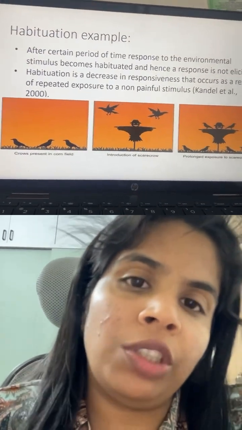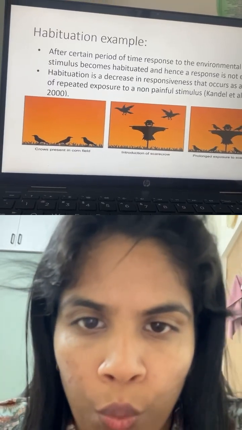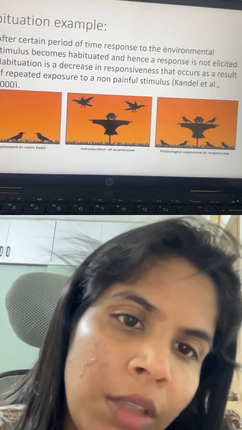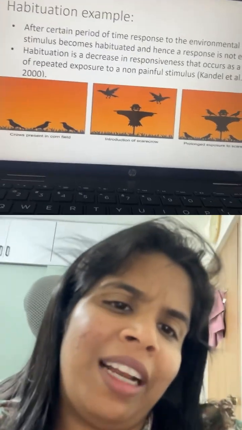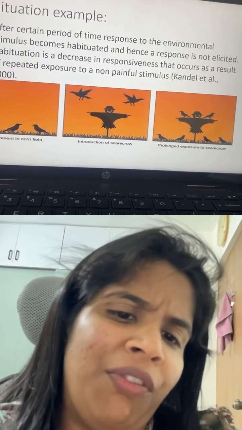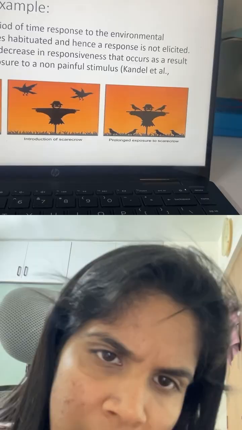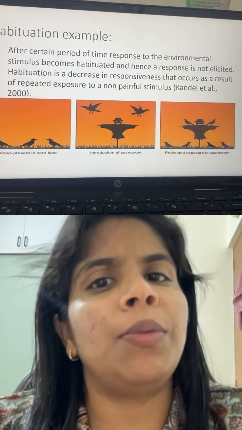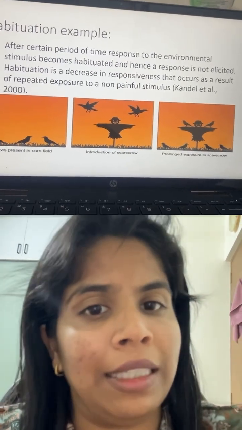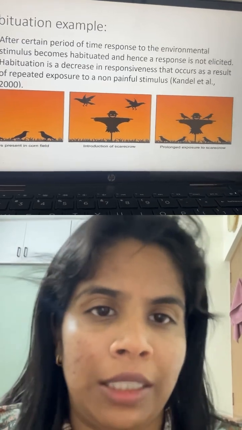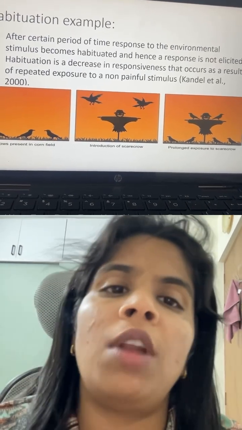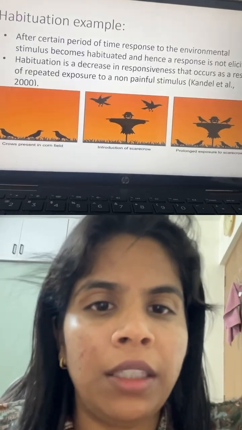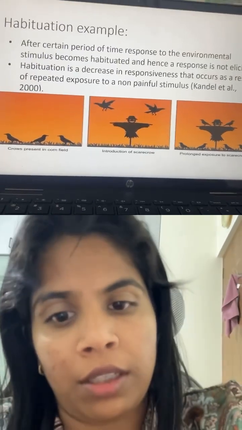An example of habituation in your daily life: we can see a picture of a crow present in the cornfield. Then the crow was introduced to the scarecrow. After a certain period of time, the crows adapted, realizing the scarecrow is present and they don't have to fear it. They are sitting on the scarecrow. See? It's the same. After a certain period of time, the response to the environmental stimulus becomes habituated and hence a response is not elicited. Habituation is a decrease in responsiveness that occurs as a result of repeated exposure to a non-painful stimulus, said by Kendall-Little. Okay. So MPTs, while you are writing in exams, please write the references in brackets.